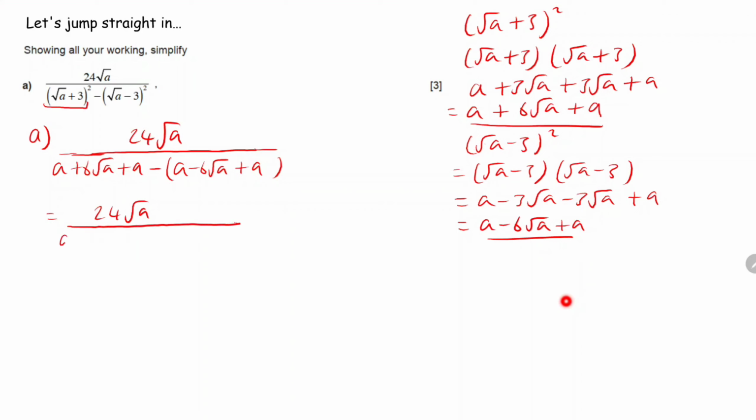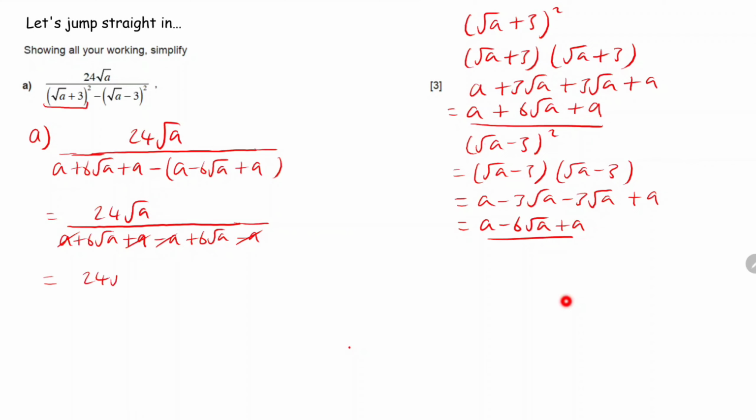The bottom is going to be a plus 6 root a plus 9 minus a. Then minus, and the minus 6 root a becomes plus 6 root a. And then minus and the plus 9 gives us minus 9. Then lots of things simplify here. The plus 9 and the minus 9 cancel each other out. The a and the minus a cancel out.